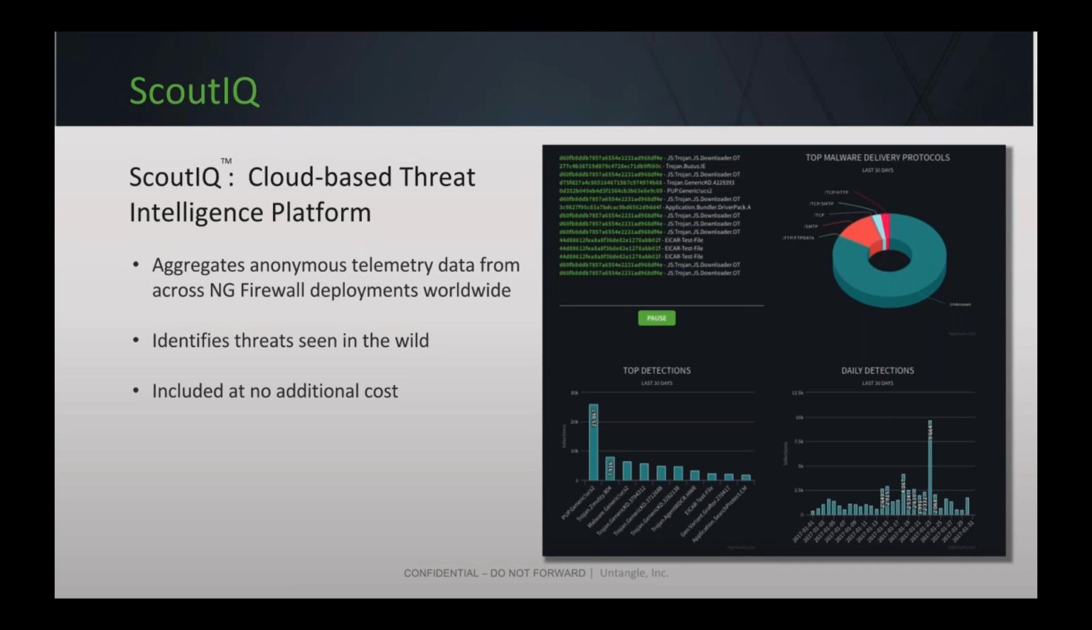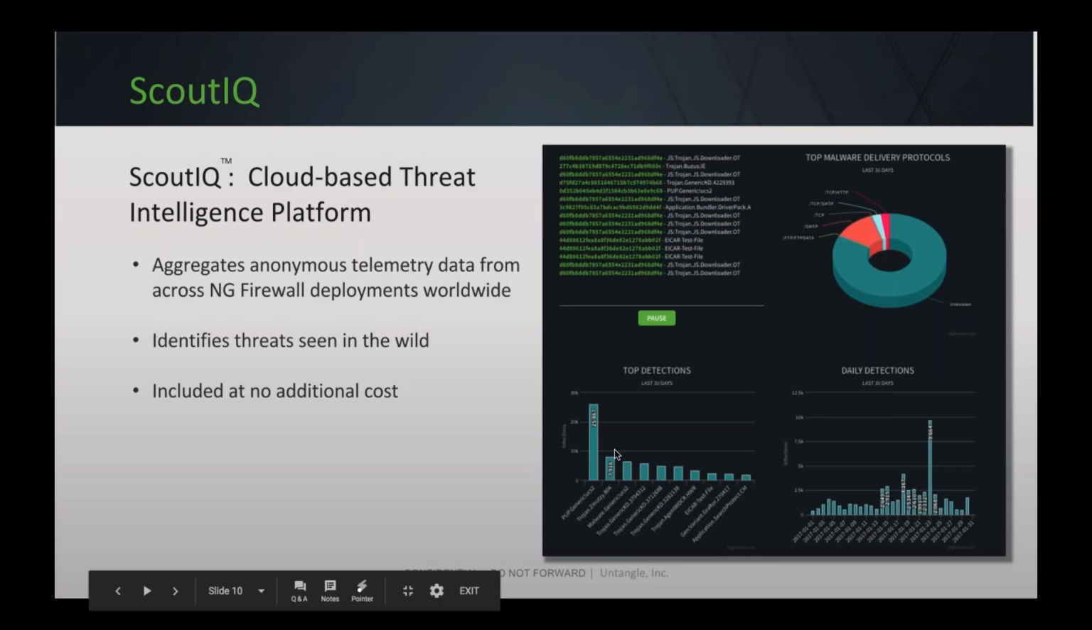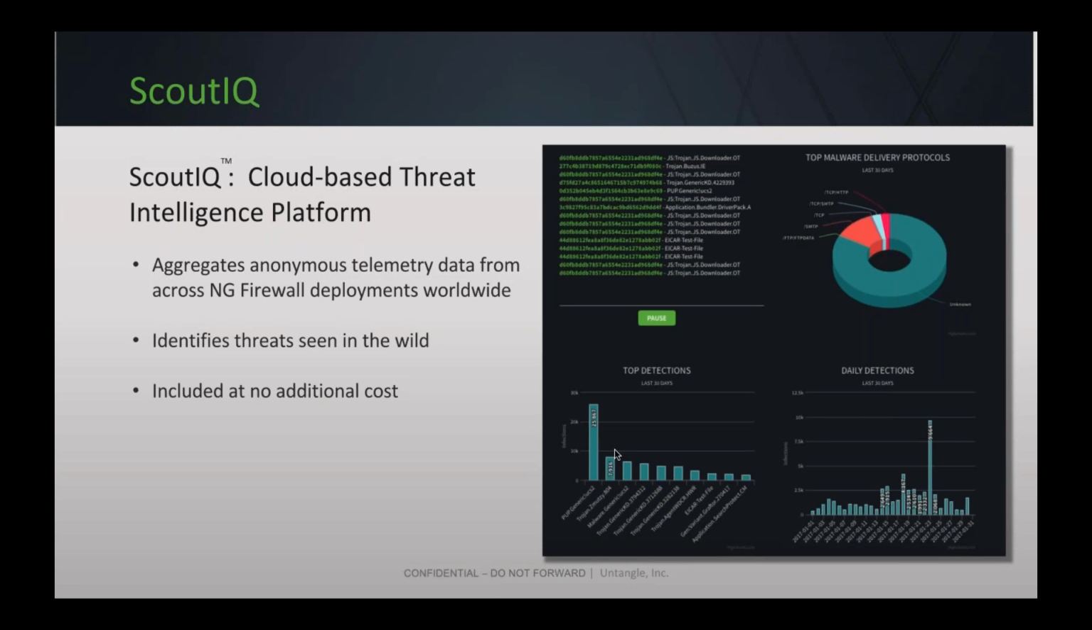So it's going to identify threats seen in the wild. You can see here on our threat map, this is all on untangle.com under the cloud tab. You can see the top detections over the last month, the daily detections over the last month, and you can see the top malware delivery protocols. The biggest chunk there is SMTP. If you can't see it, that's the little red slice right there. That's port 25 email is all that is.